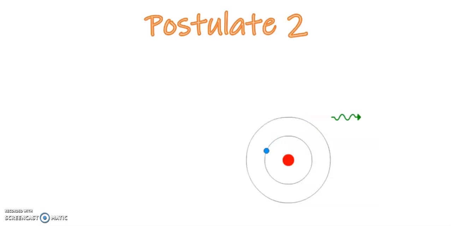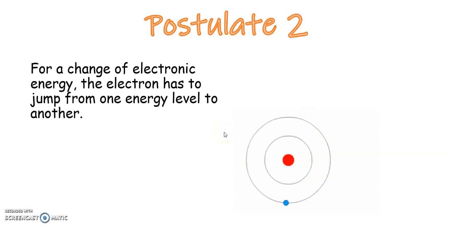The next postulate is that the energy of an electron cannot change continuously. It changes abruptly as the electron jumps from one energy level to another. That is, for a change of electronic energy, the electron has to jump from one energy level to another.